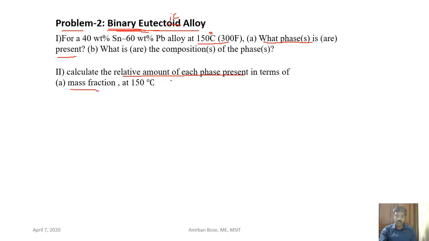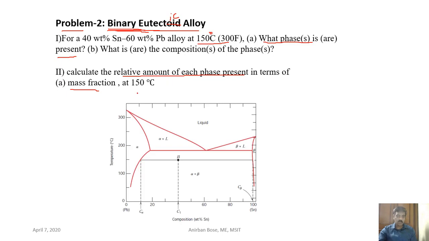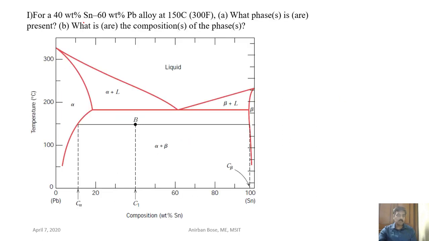So for that, what you need, you first need the phase diagram. So from the phase diagram we have to solve this one. So first take the first part of the problem, it is the overall composition. On the x-axis you see this is the composition of the weight percent of tin. So what is the weight percent of tin here? It is 40% tin. So this is the overall composition. Corresponding to this, what is the temperature given? 150. So this is 150.